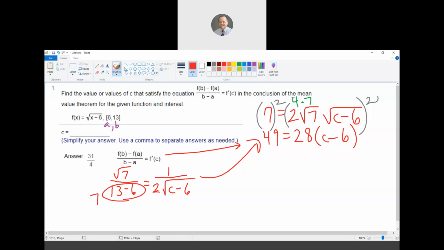Now, to make it easier on us, I'm actually going to divide both sides by 28, because 49 over 28 is a little easier to reduce. Well, 7 can go into both numbers. So we got 7 over 4 equal to c minus 6. Now let's add 6 to both sides.